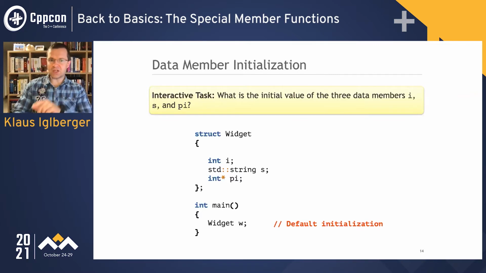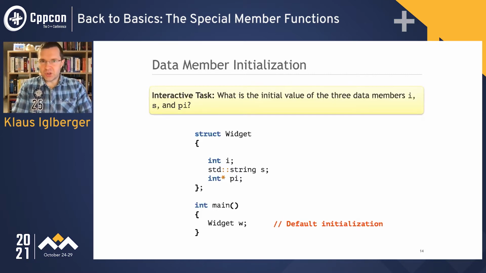Now, in the main function, I create a widget in this form. I use default initialization. Think about this for a second. What is the initial value of these three data members? What is the initial value of i, of s, and of pi? Now, I assume you have an answer pretty quickly, or a gut feeling.